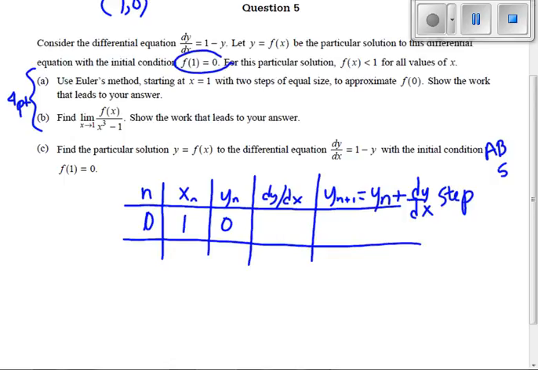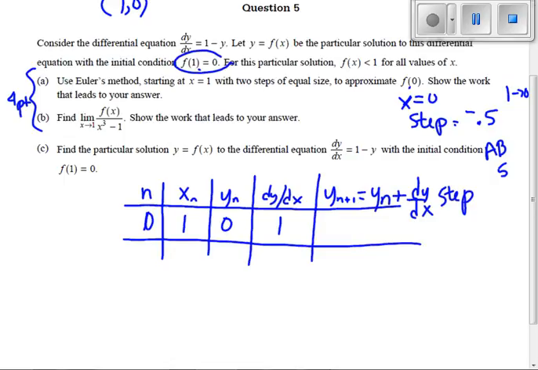What's the slope there? 1 minus y, which is 1. Now, we are starting there, and where are we trying to go? We're trying to find x equal to 0. By the way, you get credit for this even if you went the wrong direction. So what's the step size? 2 steps. We're going from 1 to 0, divided into 2 equal steps. So the step is 0.5, but it's negative. Did you not use a negative? Wait, how do you know you're going from 1 to 0? Because you start at 1, and we want to end at 0.